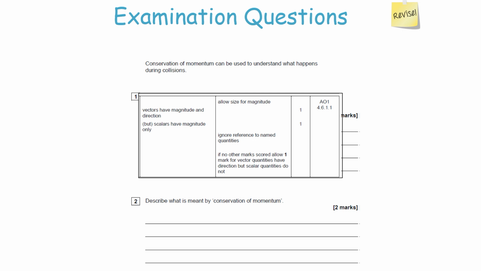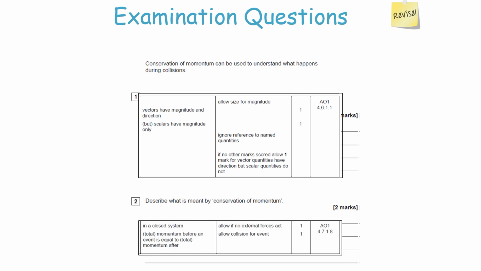Now, the conservation of momentum is just a rule of physics you've got to learn, and that is, in a closed system, so that's a system where energy can't get in, energy can't get out, or where there are no external forces acting on the object, the total momentum of all the objects in the system before is equal to the total momentum of all the objects in the system afterwards. That is just a fact you've got to learn.